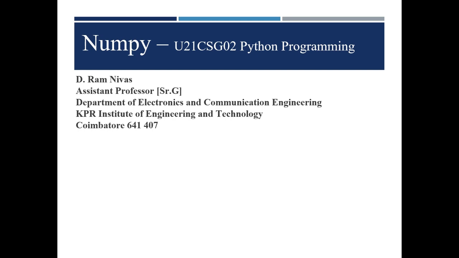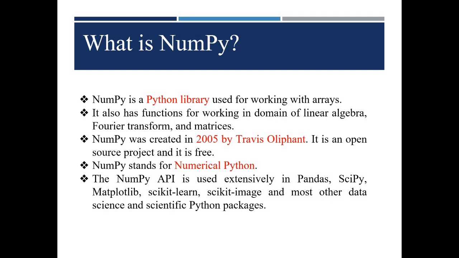In today's class, we'll see about Numpy. Numpy is a Python library which is used for working with arrays. It also has functions for working in the domains of linear algebra, Fourier transform, and matrices. Numpy was created in the year 2005 by Travis Oliphant, and it is an open source project and it is free. Numpy stands for Numerical Python.